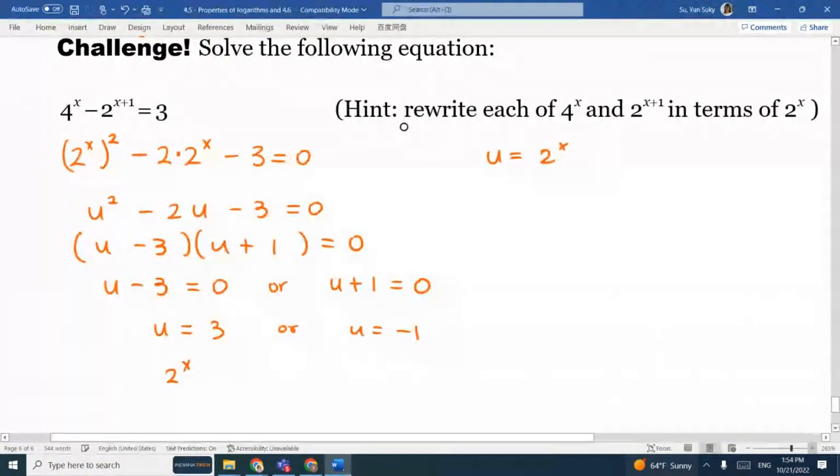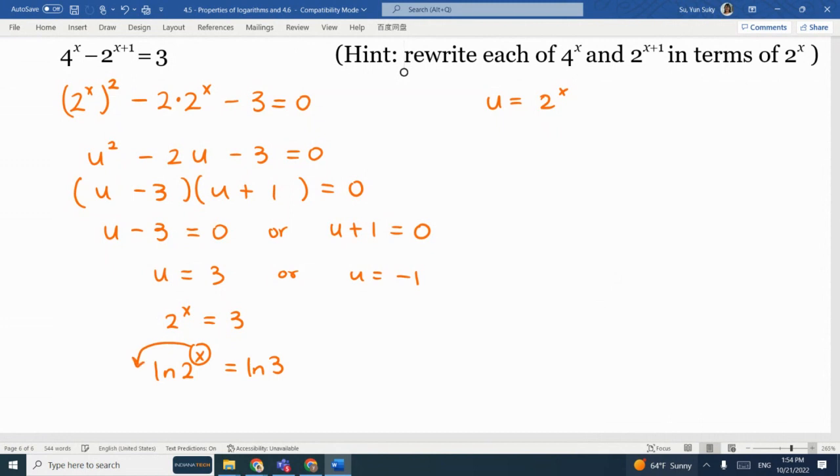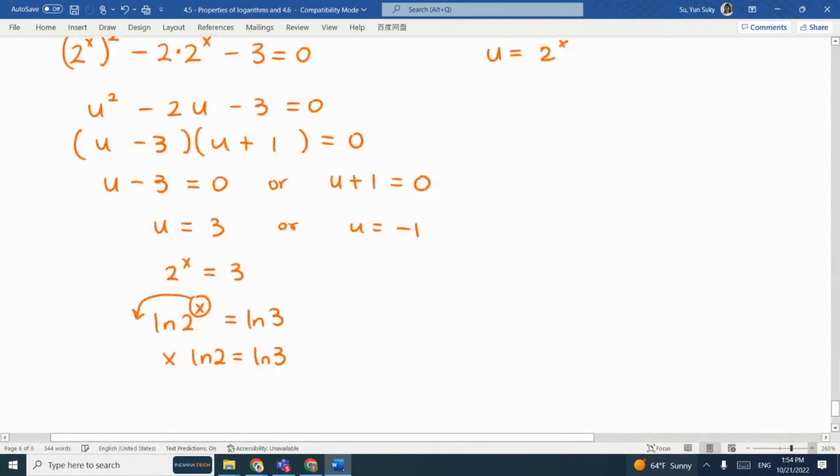No. So u is 2 to the x. So 2 to the x equals 3. And we apply ln on both sides, right? Do you see we can move the x down in front? So we have x ln of 2 equals ln of 3. Then what is x? ln of 3 over ln of 2. Is that okay, everybody?